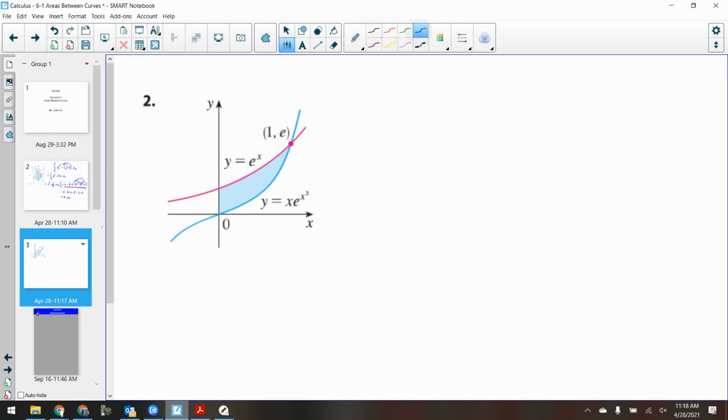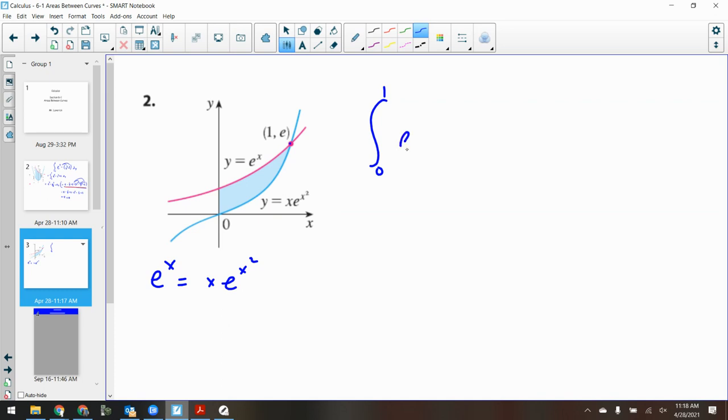All right, so we have from 0 to 1. How do I know that? Well, look at my intersection points. I'm not shaded beyond the left of my y-axis. I'm stopping at my x-axis, x value being 0. And then this is intersecting at 1 comma e. Did they need to tell us that? I don't think so. We could have solved that algebraically by setting e to the x equal to x e to the x squared. We would have probably gotten 1, but it gave us that, so we don't even need to do that work.